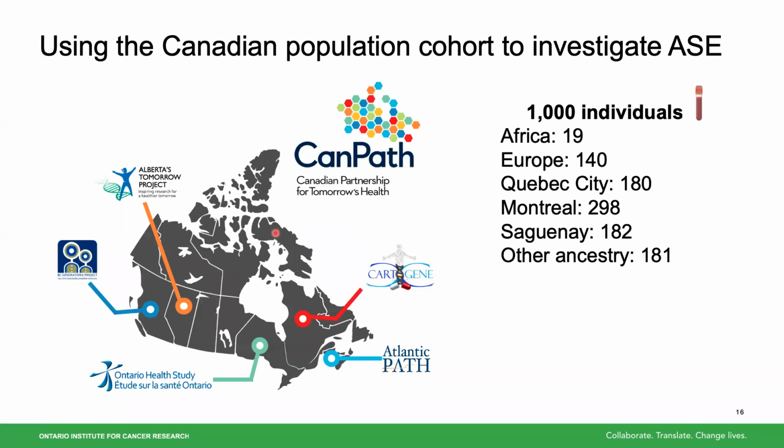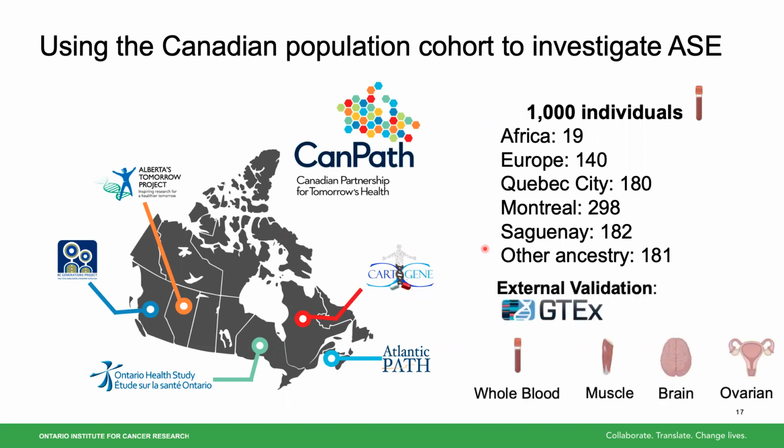To do this, I'm using data from CanPath, which is Canada's population cohort. We have 1,000 individuals that have been genotyped and RNA sequenced from whole blood, and they have ancestry from Africa, Europe, and 3 subpopulations of Quebec: Quebec City, Montreal, and Saguenay. And all of these ancestral populations have different population sizes, which is what we'll be discussing later on in the presentation. I'm also using the Genotype-Tissue Expression Project, or GTEx, to test for whether these results are tissue specific or seen across tissues. And I'm looking at whole blood, muscle, brain, and ovarian tissues.